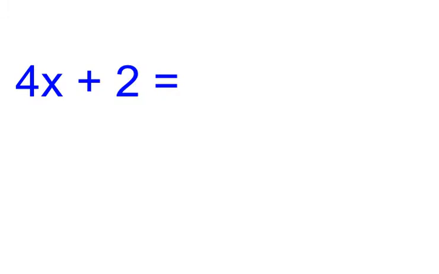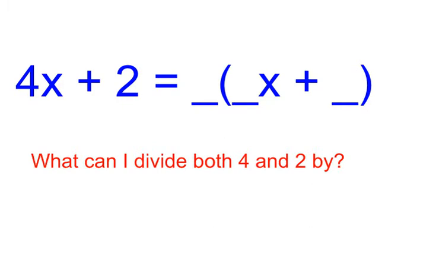So it's going to look something like this. All I've got to work out are what numbers should go there. Now the number that goes outside the brackets is the number that I can divide both 4 and 2 by. Now 4 and 2 are both in the 2 times tables, so I'm going to divide both of them by 2. So 4x divided by 2 is going to give me 2x, and 2 divided by 2 is going to give me 1. And the great thing with this is you can always check your answer. You can see 2 times by 2x is going to give me 4x, and 2 times by 1 gives me 2.